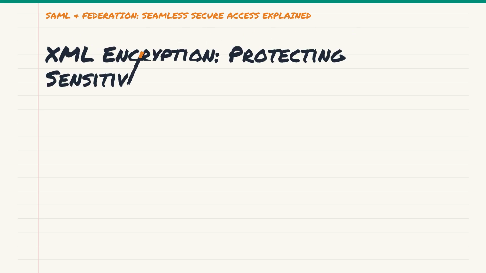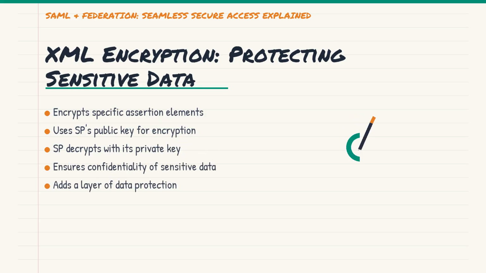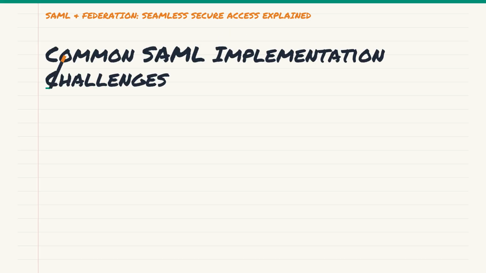While digital signatures protect against tampering and verify the sender, sometimes the actual content of the assertion needs protection, especially if it contains highly sensitive PII or PHI. SAML supports XML encryption. This means certain elements within the SAML assertion can be encrypted by the IdP using the SP's public key. The SP can then decrypt these specific elements using its corresponding private key. This adds another layer of confidentiality, ensuring that even if an assertion were intercepted, the sensitive payload remains unreadable to unauthorized parties.